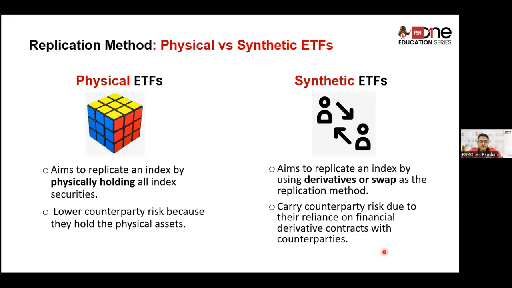So there are pros and cons there. And also, the physical ETF replication method could be either full replication, which means that, let's say for the S&P 500, there are 500 companies and they buy all the 500. Or they could use the sampling method. Sampling method means that they don't buy all the 500 companies, but come up with a method that most closely represents the index that they are tracking. So these are the ways they could do it.